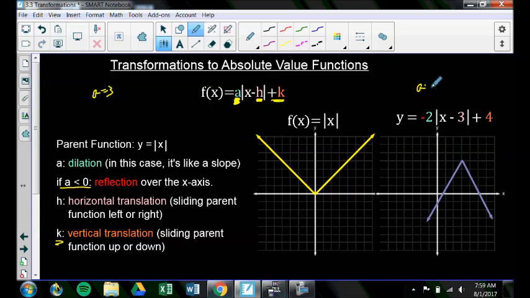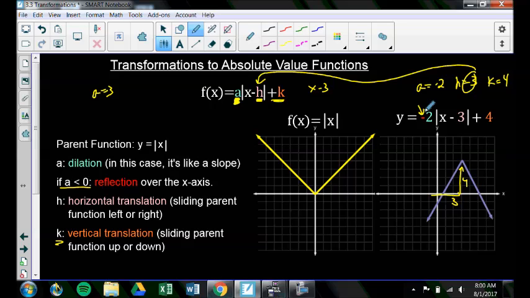So here we have an a value of negative 2, an h value of positive 3, not negative 3 but positive 3, and a k value of 4. The h value is positive 3 because you take positive 3 and plug it in here, and that gives you x minus 3. So this graph was moved right 3, up 4, and then it was reflected over the x-axis, so it's going to be pointing down, and it has a dilation factor of 2. So the slope is basically negative 2, down 2, right 1, down 2, left 1. Again, that slope thing only applies to absolute value.